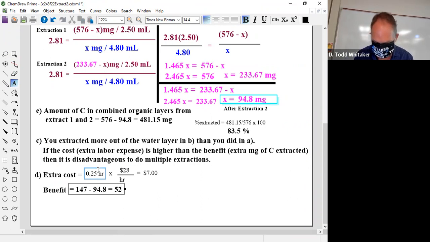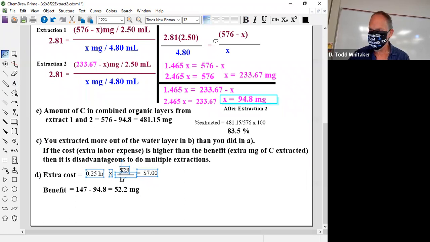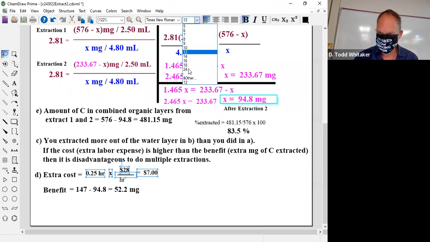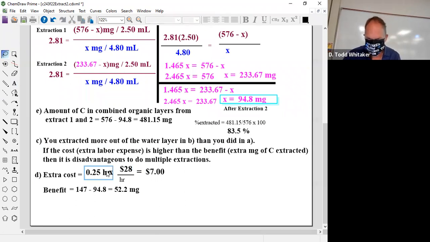52. Give me 1 decimal. 0.2. And that's, my face is in the way. 14 is good enough. 16 is better. Okay.